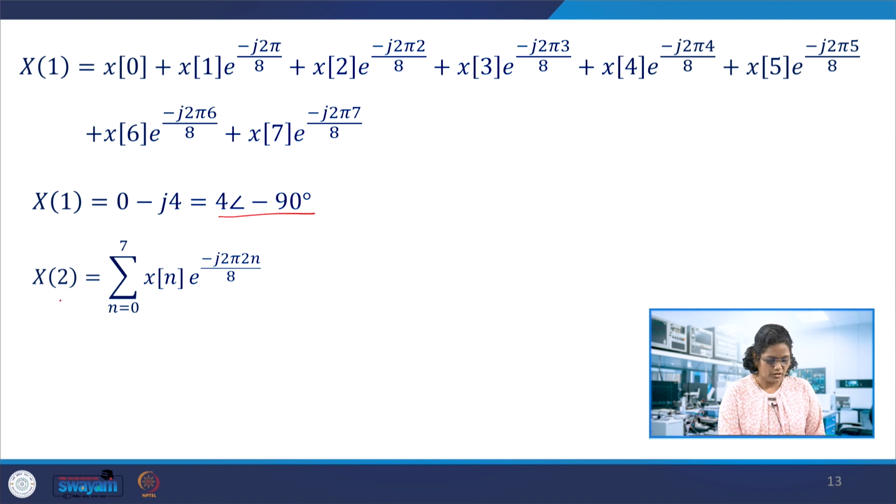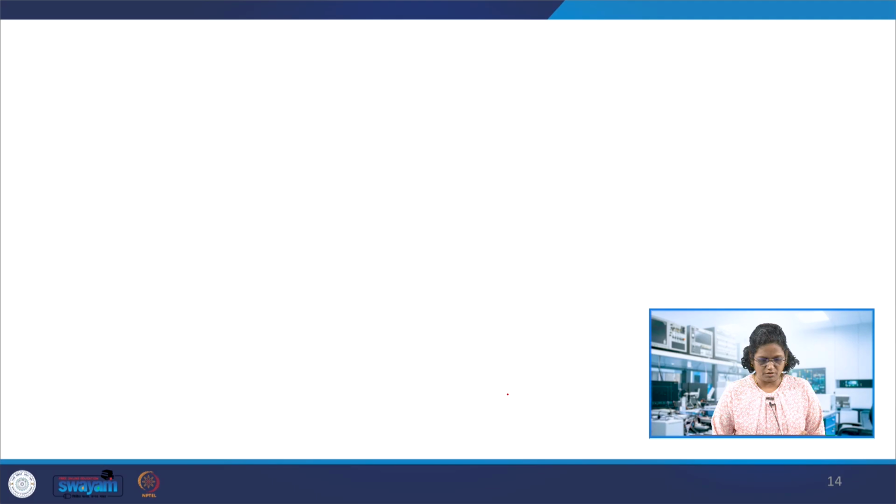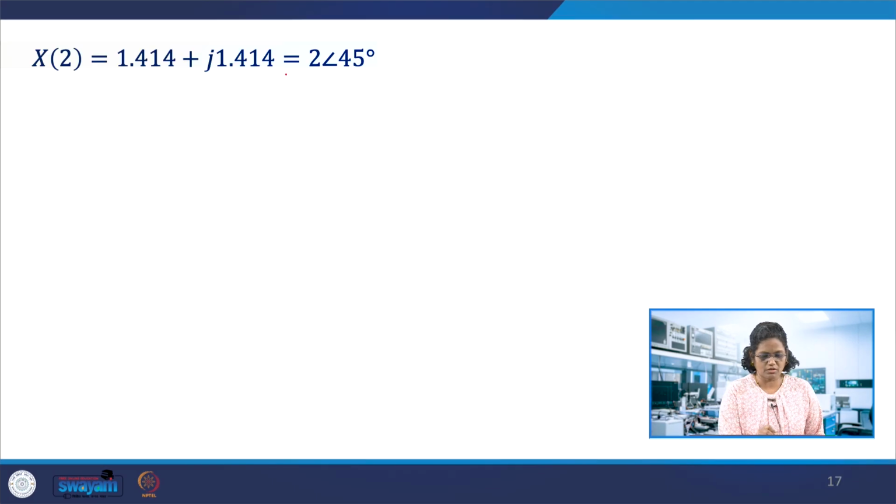Okay. So, in x of 2, when k equal to 2, that is the second harmonic, bin index 2 refers to the second harmonic of the input signal, n is varying from 0 to 7, x of n e power minus j 2 pi 2n by N, k is 2. If we expand this, vary the n values and substitute the values, what we get is 2 angle 45. Yes, it shows the presence of the second harmonic. It is true also, we have the 2000 hertz signal in that.